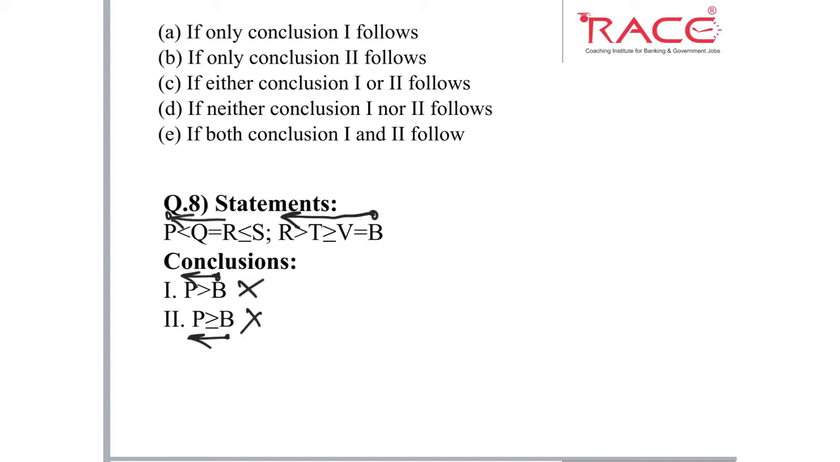So when we have 2 wrong conclusions, or 2 crosses, we check for the either-or condition. If there is no conclusion in this statement, all the signs must be present between P and B. But here we can see there are only two signs between P and B. In conclusion 1, P is greater than B. In conclusion 2, P is greater than or equal to B. But there is no sign as P is less than B. So what is our final answer? Option D. Neither 1 nor 2 follows.